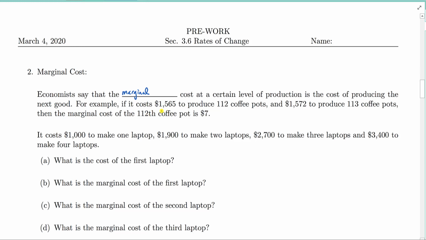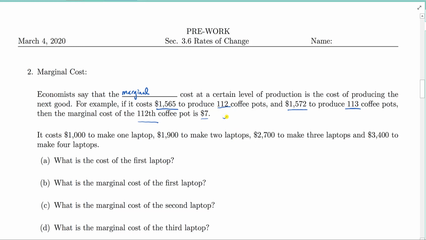So let's say, for example, it costs $1,565 to produce 112 coffee pots, and then if we ramp up production from producing 112 to producing 113 coffee pots, it's then going to cost us $1,572 to produce that many coffee pots. So then the marginal cost of the 112th coffee pot is $7, because that's the difference in the cost at 112 versus the cost at 113. So be careful with this.